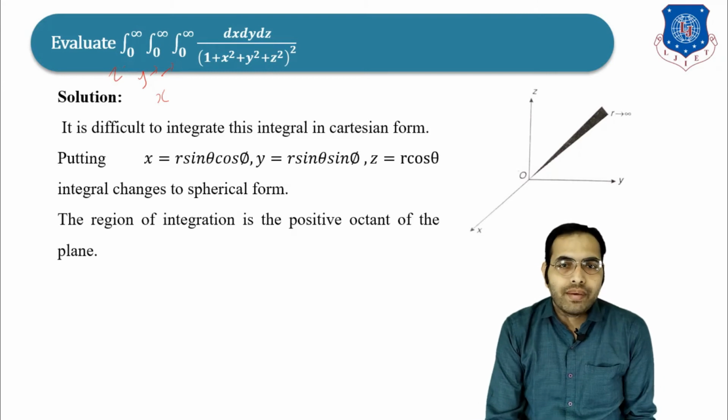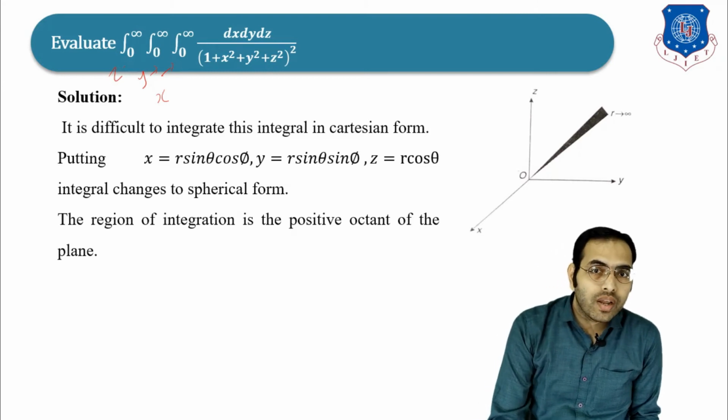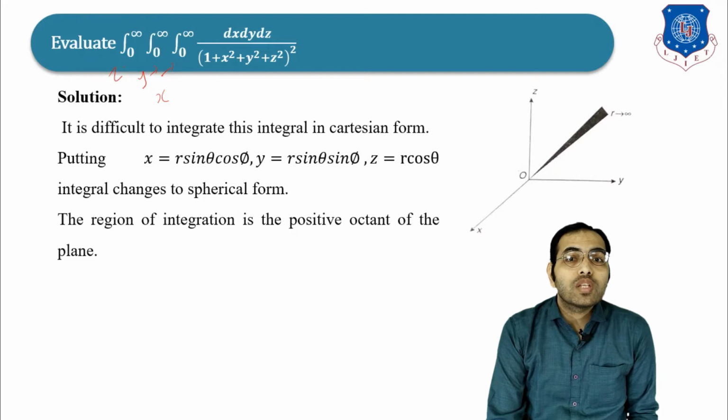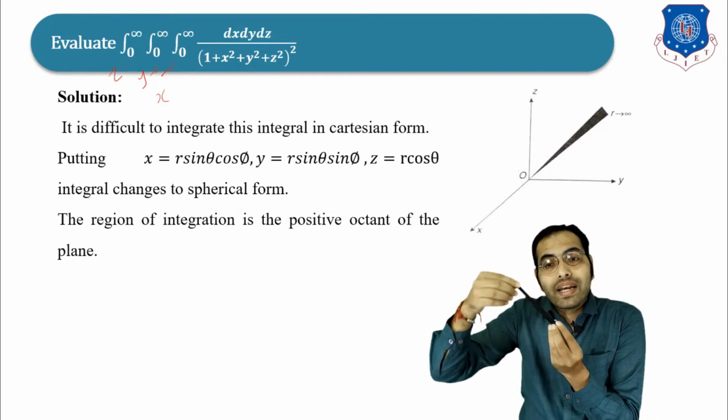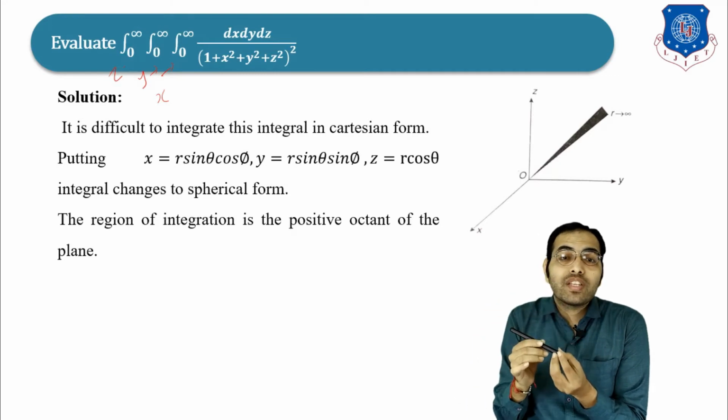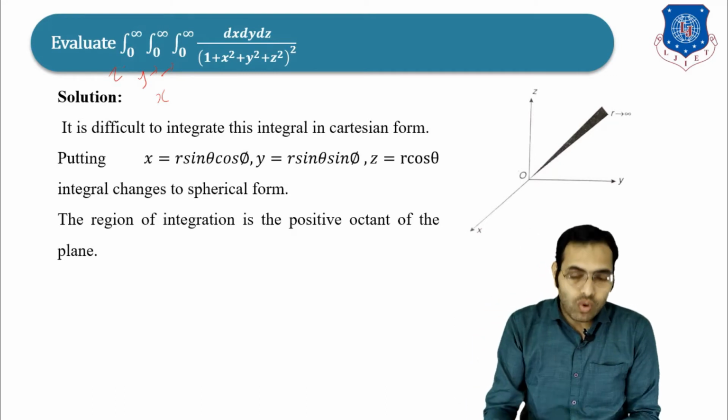Now in this particular region we have to convert into the spherical coordinate system. For that we draw the radius vector, or elementary radius vector, which starts from the origin.